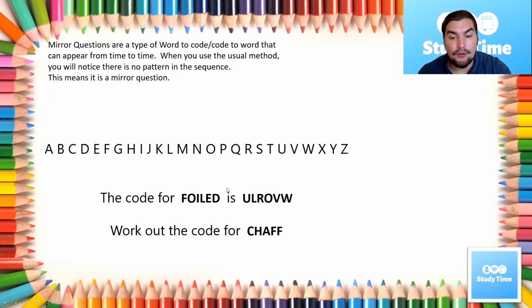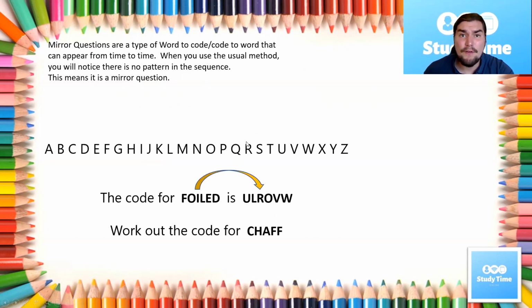The code for foiled is ULROW. Work out the code for chaff. Now, if I start to use our usual method, and I jump from the first letter to the next first letter, and I use the alphabet above and go 1, 2, 3, 4, 5, 6, 7, 8, 9, 10, 11, minus 11. When I try the next letter, O to L, it's minus 1, 2, 3. Oh, it's not much of a sequence. If I try another letter, I to R, it's plus 1, 2, 3, 4, 5, 6, 7, 8, 9.